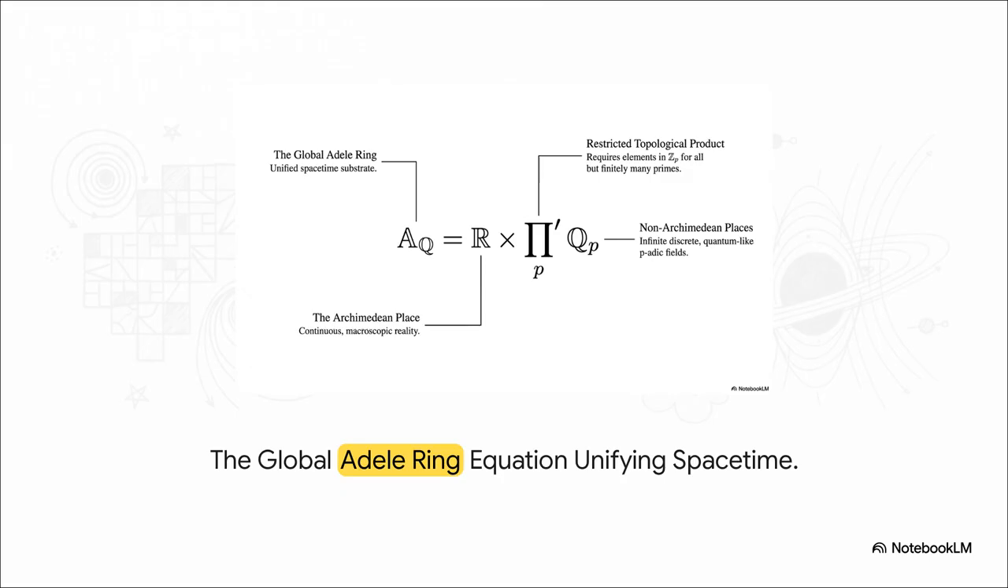On one side of the product, you have the Archimedean place, the real numbers. This represents our smooth, continuous, macroscopic reality. But then, it's multiplied by this massive restricted topological product of q sub p. Those are the non-Archimedean places, which is basically an infinite ensemble of discrete, quantum-like p-adic fields. It's kind of like marrying a smooth, continuous analog painting with a highly pixelated digital image.